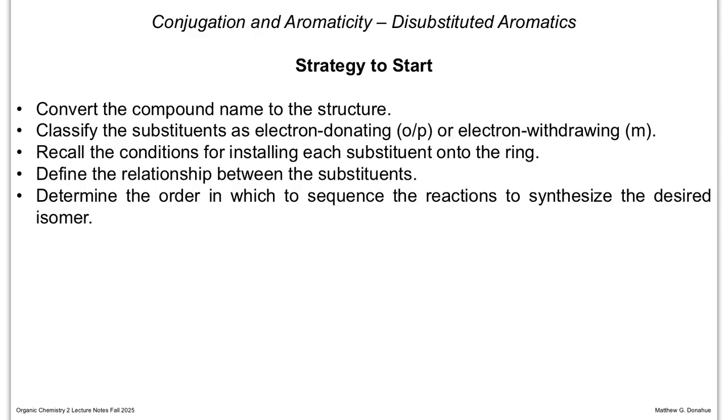So first things first, if you're given a name, always draw out the structure. And as I said, a lot of these have common names, so you can look in your textbook to find what that structure is, or just Google it. You'll find it that way. Once you have the structure drawn out, for every substituent that's on there, classify it as electron donating, which is then ortho-para, or electron withdrawing, which is meta.